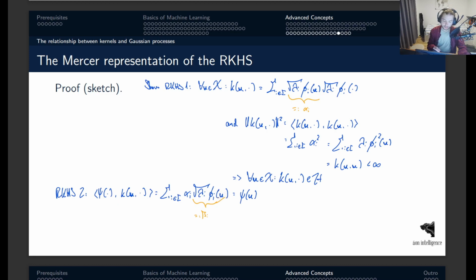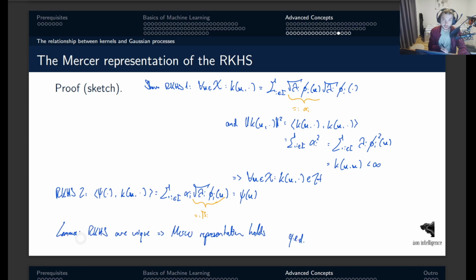Also, this function is evaluated, right? So we have the sum over indices of some coefficient times the square root of an eigenvalue, times the eigenfunction, and this eigenfunction happens to be evaluated for observation u. We have that this is indeed equal to the function psi evaluated for observation u. And this indeed shows the reproducing property of the reproducing kernel Hilbert space H.